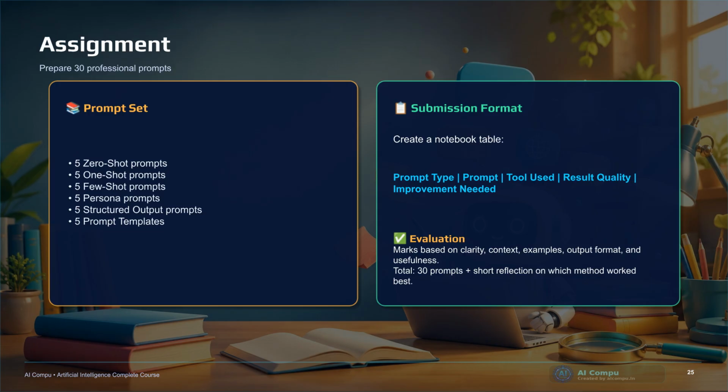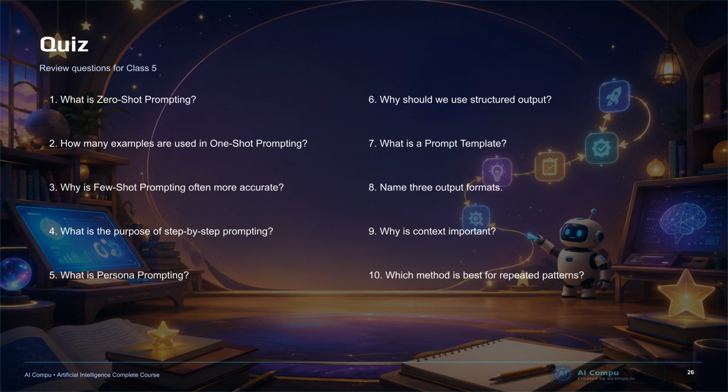Your assignment is to build a collection of 30 professional prompts. Categorize them and evaluate them using our notebook table format to track quality and improvements. Let's review. These 10 questions will test your grasp of today's techniques. Use them to ensure you are ready to apply these skills effectively.